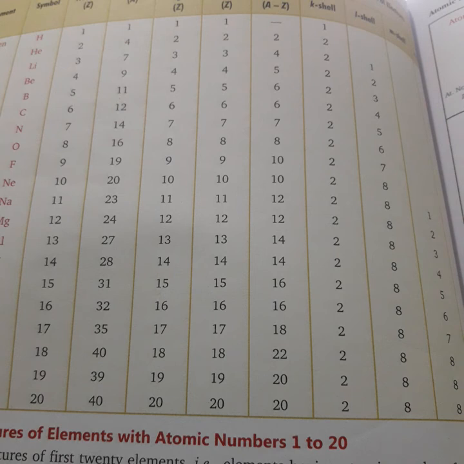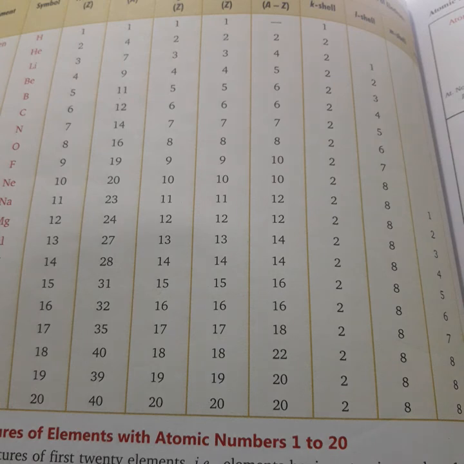Its valency is 1 and it is a metal. Second, beryllium. Beryllium's atomic number is 4. The first shell can have 2 electrons, 4 minus 2, 2 are left, and 2 electrons will go to the second shell. So the electronic configuration is 2, 2. In the valence shell, how many electrons are there? 2. So what is the valency of beryllium? 2. It will lose 2 electrons. It is a metal.